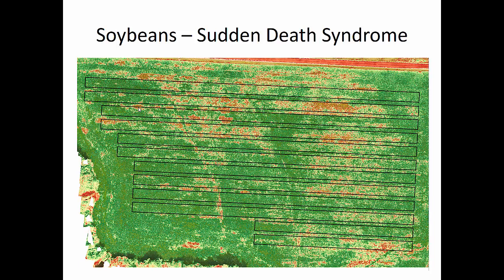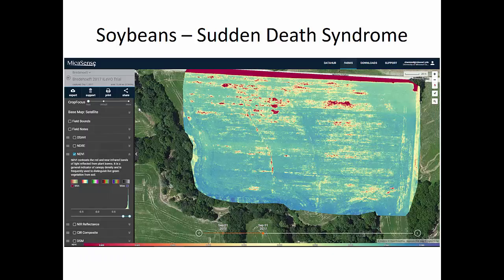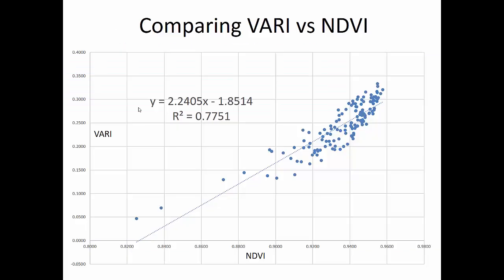So again, exploring indexes and their usefulness. This is that same field, except this is the VARI index of that soybean field, and again it visualizes things a whole lot better. This is an NDVI map of that, captured with the Parrot Sequoia, and you can see there was a pretty strong relationship between the VARI index and NDVI in that field.